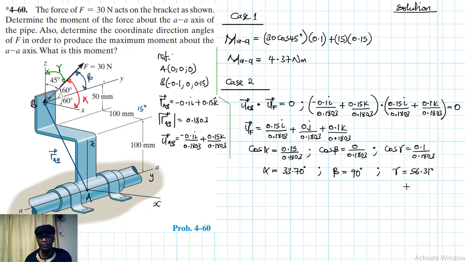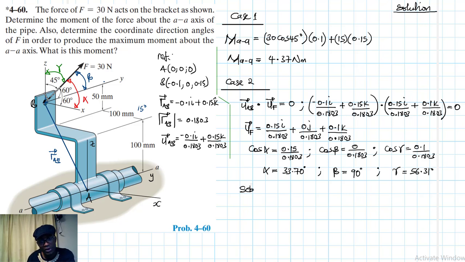All right, so we found the directional angles for F. For the new F, the magnitude remains as 30. These are just directional angles that will give us the maximum moment about the AA axis. All right, and what is this moment? Again, we can either use scalar. We're going to use both of them.